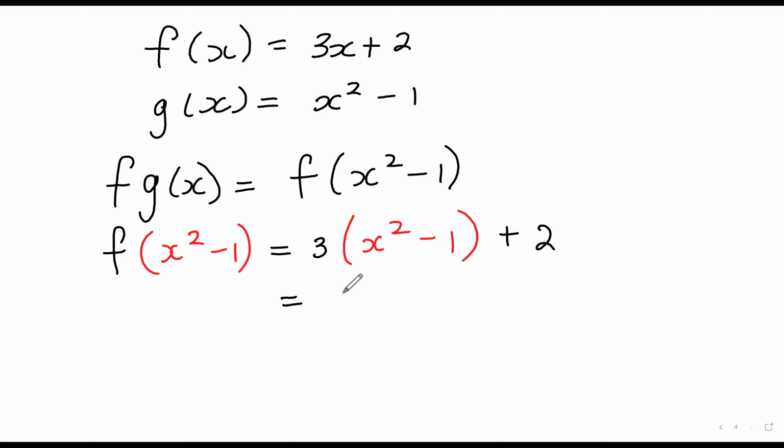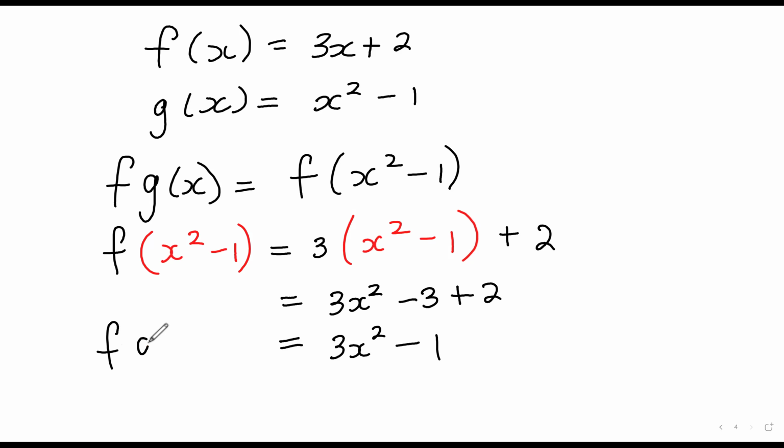3 by x squared is 3x squared. 3 by minus 1 is minus 3. And then you have plus 2 on the outside there. So this will give us 3x squared minus 3 plus 2, which is minus 1. And that is your function f of g of x. And in the same way, you could have also found g of f of x.